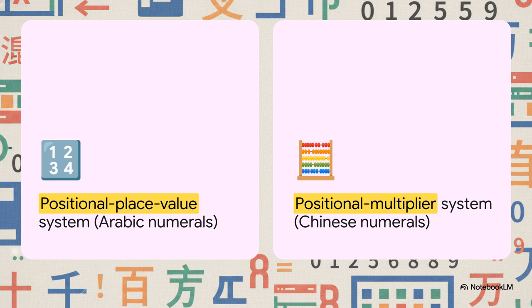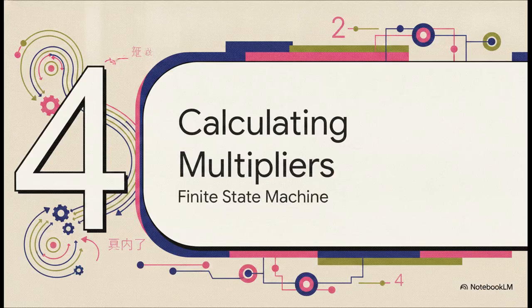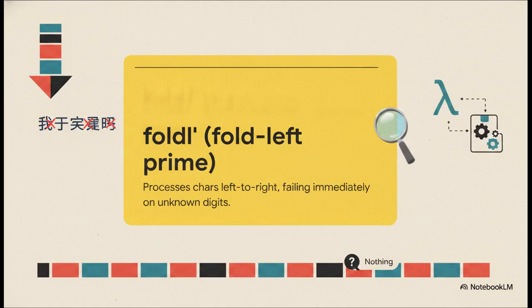We're no longer just looking at a string of digits, we're looking at specific numbers and the explicit linguistic rules for multiplying them together. And that takes us to our final section, part 4, calculating with multipliers. To solve this massive architectural difference, the author brings in a classic programming concept, a finite state machine. Just picture a finite state machine as a little memory box that updates its contents with every single new character it reads.